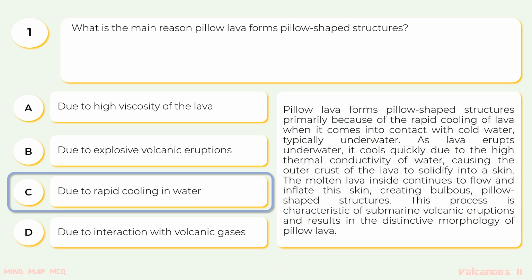Pillow lava forms pillow-shaped structures primarily because of the rapid cooling of lava when it comes into contact with cold water, typically underwater. As lava erupts underwater, it cools quickly due to the high thermal conductivity of water, causing the outer crust of the lava to solidify into a skin. The molten lava inside continues to flow and inflate the skin, creating bulbous pillow-shaped structures. This process is characteristic of submarine volcanic eruptions and results in the distinctive morphology of pillow lava.